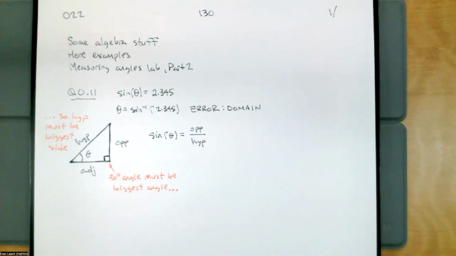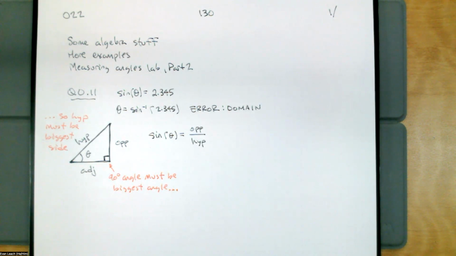But anyway, biggest angle has to be opposite the biggest side. Smallest angle opposite the smallest side. And the middle angle will always be opposite the middle side. So since the 90-degree angle has to be the biggest angle, the hypotenuse has to be the biggest side.